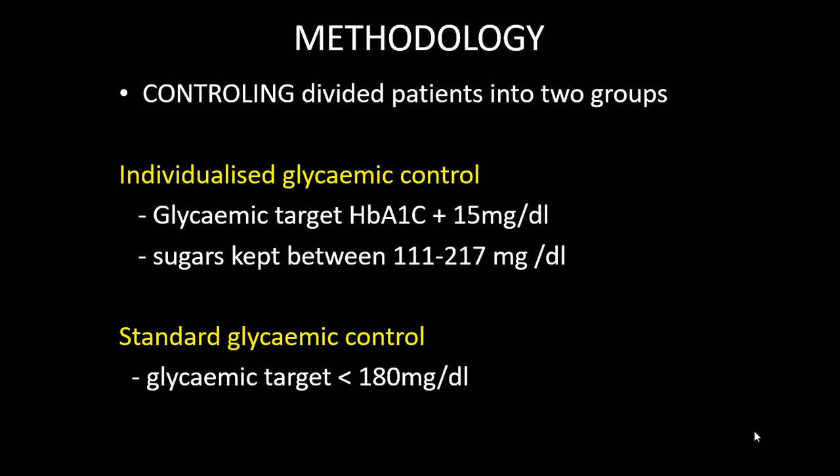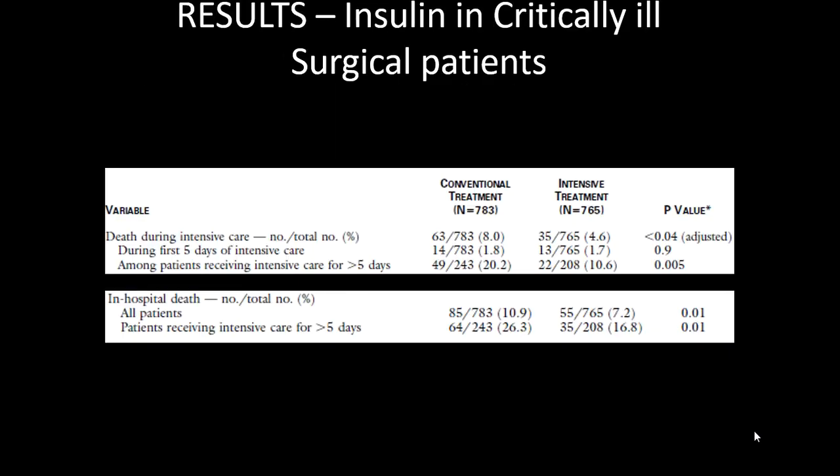The CONTROLLING trial divided them into 2 groups on the basis of the HbA1c. So whatever your HbA1c number was, plus 15, and the plan was to keep your sugar levels between 110 to 210, and the standard was to keep it less than 180.